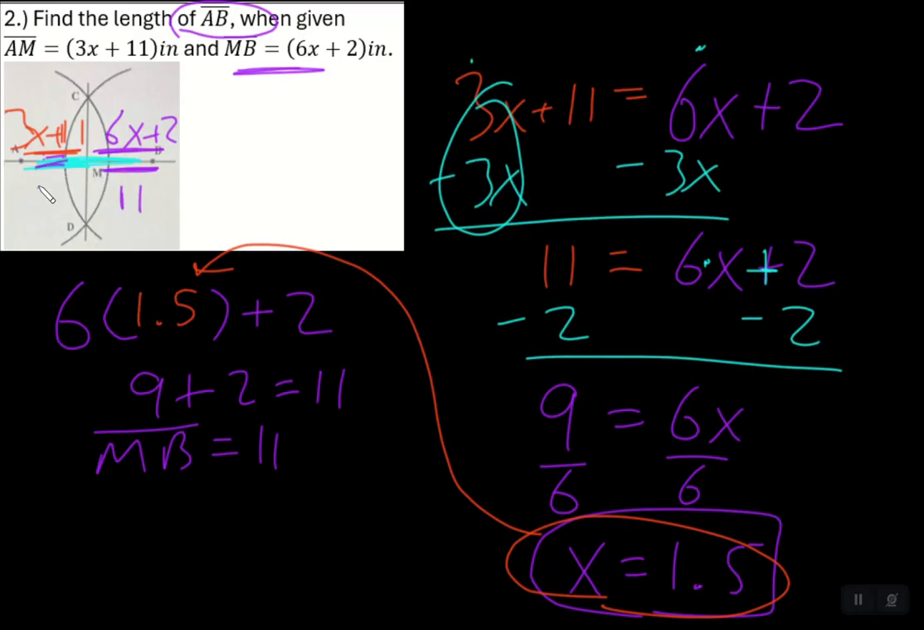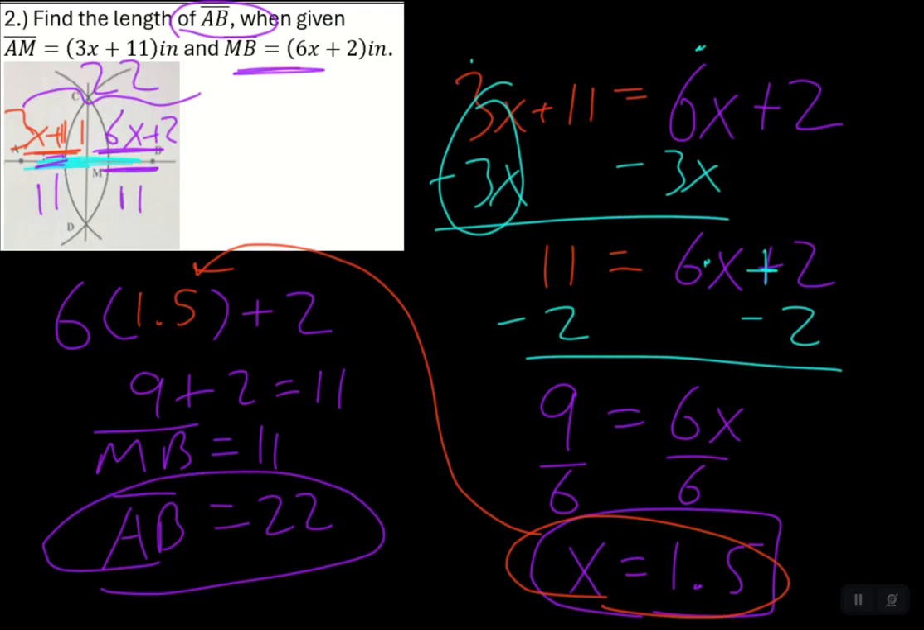That means the other half, AM, must also equal 11. When you put them together, 11 plus 11 is 22. And so we would say that line segment AB is equal to 22, and that's, of course, going to be our answer. All right, I have one more quick example, so please follow me along to example 3. Pause the video if you need to finish taking notes.